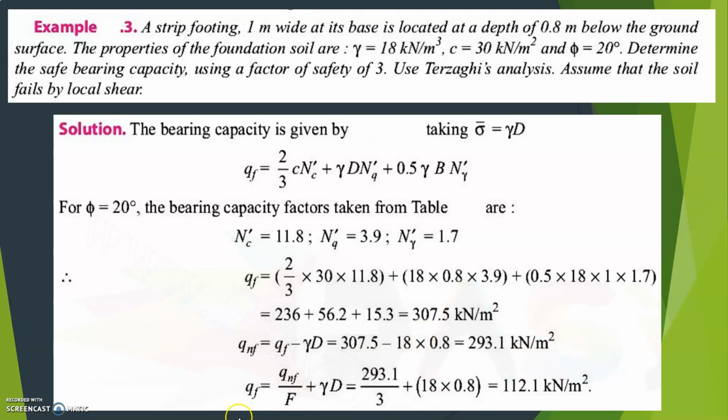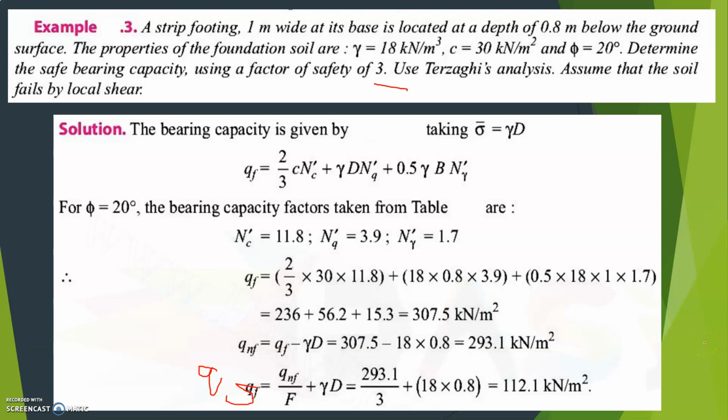Now you can find the safe bearing capacity. This is not qf, this is the safe bearing capacity qs. That is equal to qnf divided by factor of safety plus γD. So substitute qnf as 293.1 divided by 3, the factor of safety given, then plus 18 into 0.8, the depth of the foundation. So you will get 112.1 kilonewton per meter square.